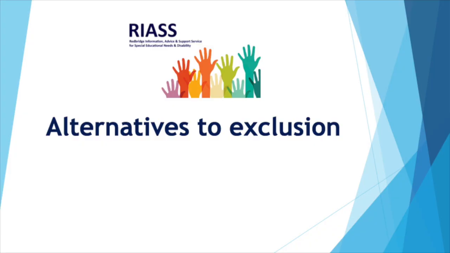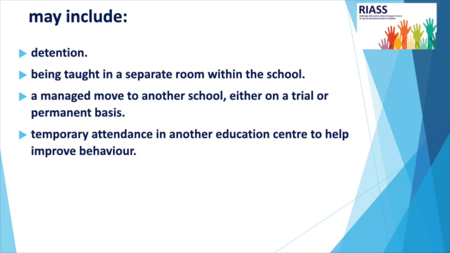Alternatives to exclusions. The school's behaviour policy should set out alternatives to exclusions. Disciplinary measures will depend on the school, but they may include detention, being taught in a separate room within the school, a managed move to another school, either on a trial or permanent basis, or temporary attendance at another education centre to help improve behaviour.